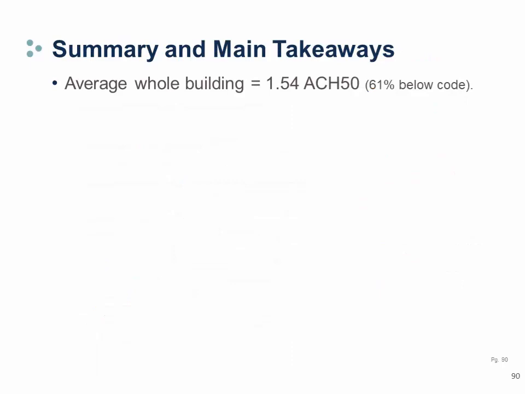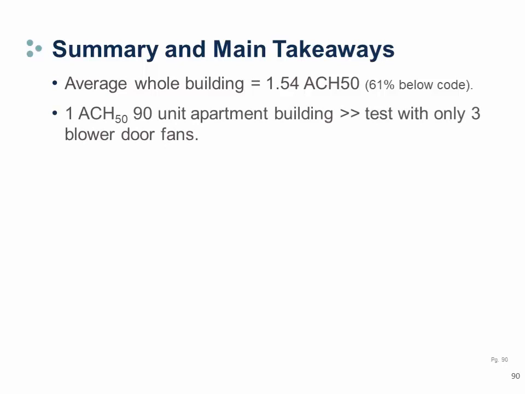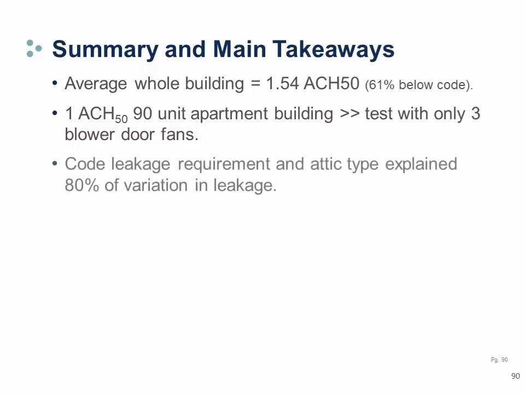So finally, I'd like to just leave you with a short summary and some main takeaways. On average, the buildings we were testing came in at 1.54 ACH 50, which is 61% below the codes for each state that they're tested in. And relatively, these buildings are tight. One ACH 50 90-unit apartment building can be tested with only 3 blower door fans. That's something one person could easily do.